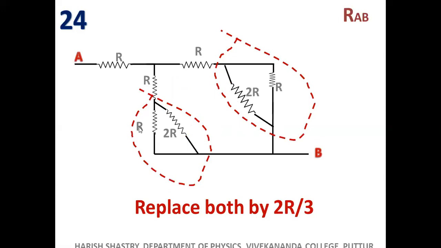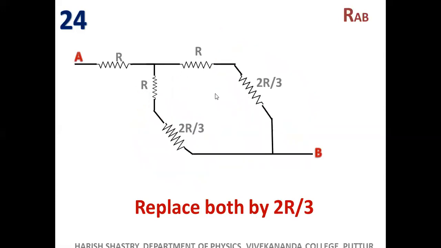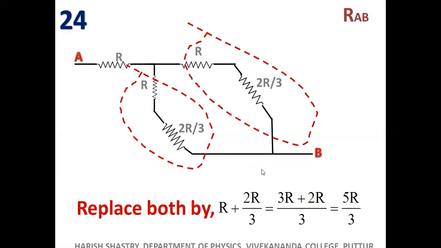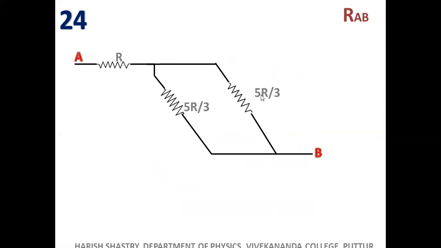2R by 3 here instead of these two, and you have still one more R in both the paths. This is 2R by 3, 2R by 3. So this is 2R by 3 plus R, 2R by 3 plus R. So shall we replace it by 2R by 3 plus R? What is 2R by 3 plus R? 3 common. Here is a 3R, 3R plus 2R, 5R by 3. So this is 5R by 3, this is 5R by 3. Shall we replace this total by 5R by 3, this total by 5R by 3?